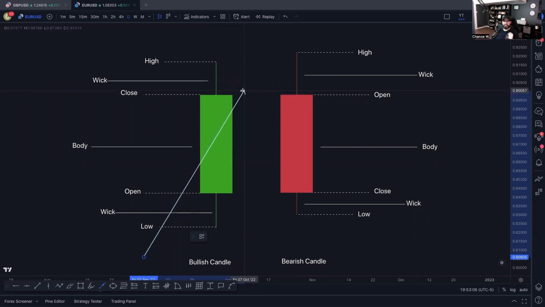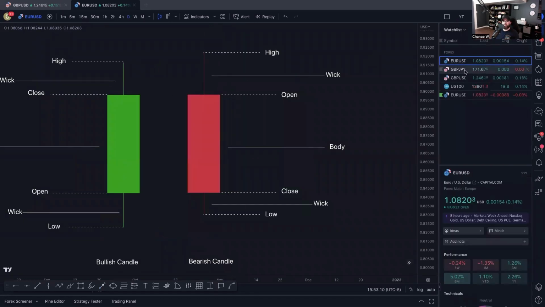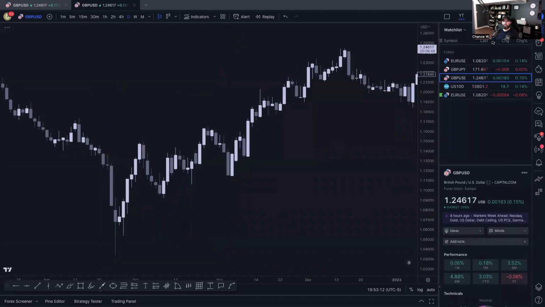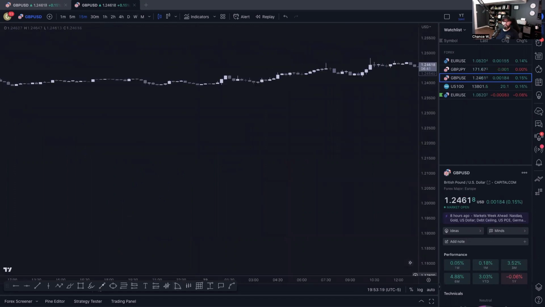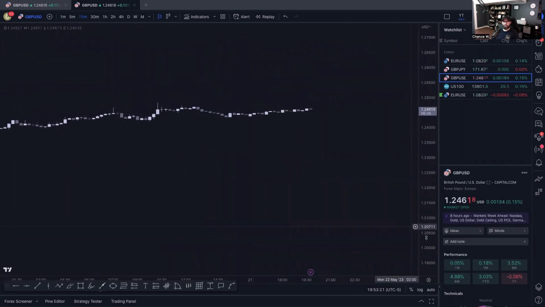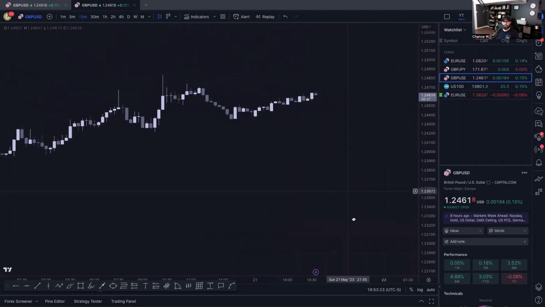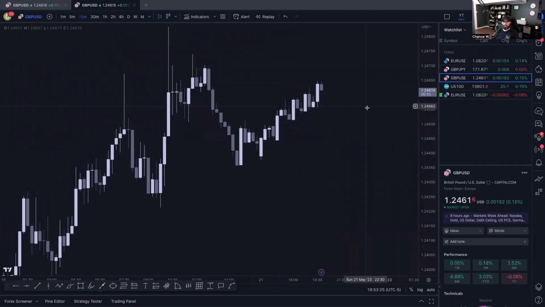Let's go to a live chart right now. Let's go to a chart like GU, and let's go to the 15 minute. Let's see how this is looking. So this is current market condition right here.